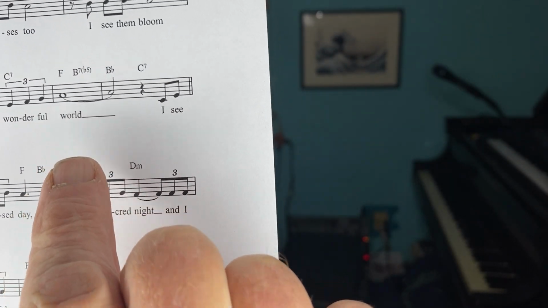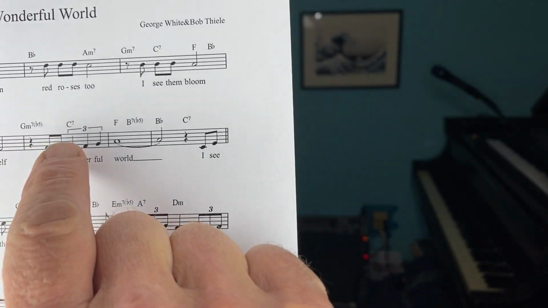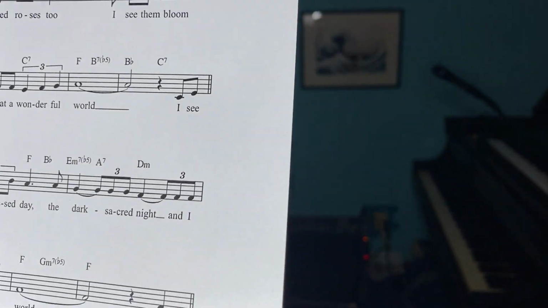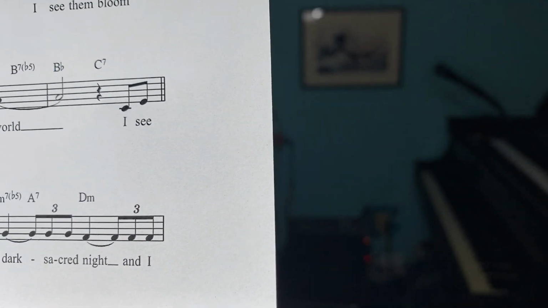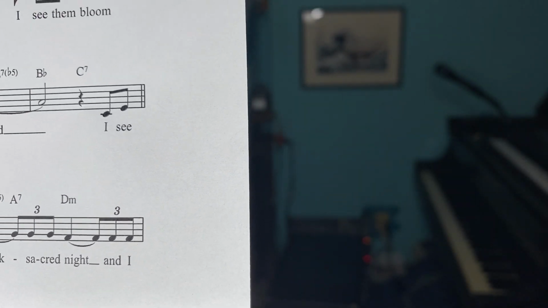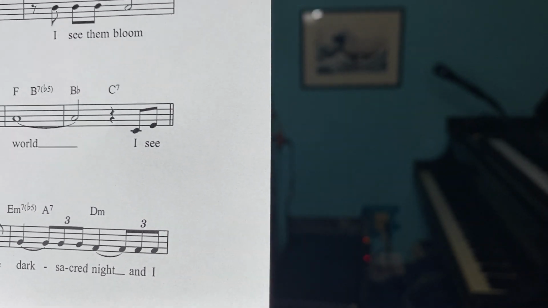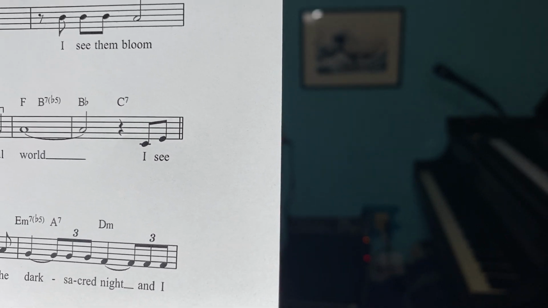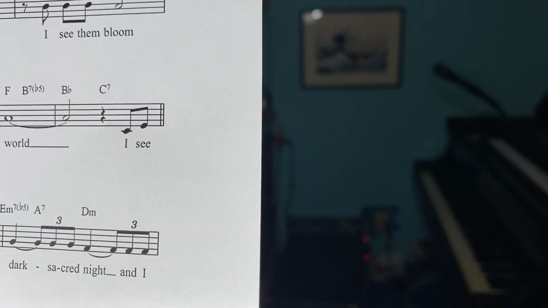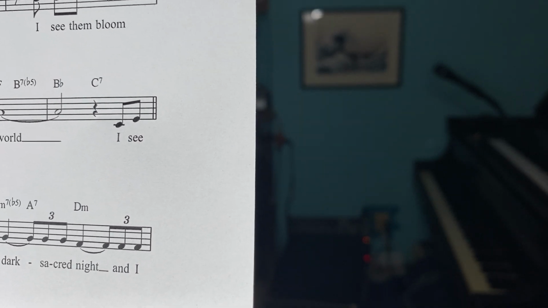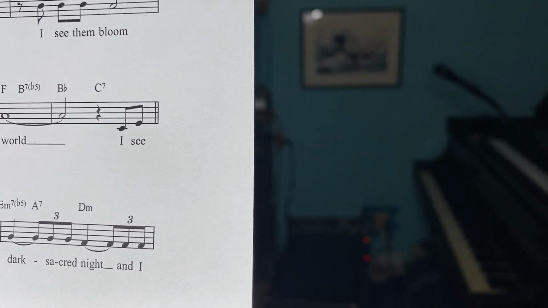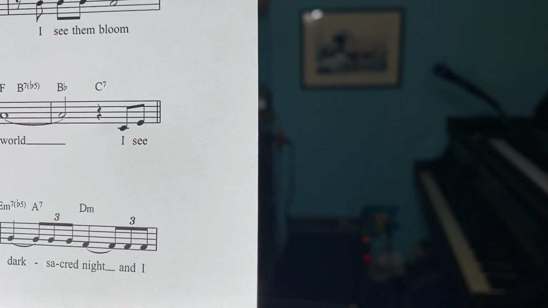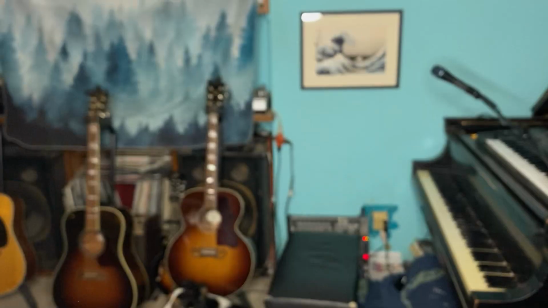Measure number 5, 6, 7, 8. And in the second half of measure 8, you see a B7 flat 5. Now, B is not a naturally occurring root in the key of F. So that has to be a non-diatonic chord. So let's take a look at that chord. What is B7 flat 5 in the key of F?